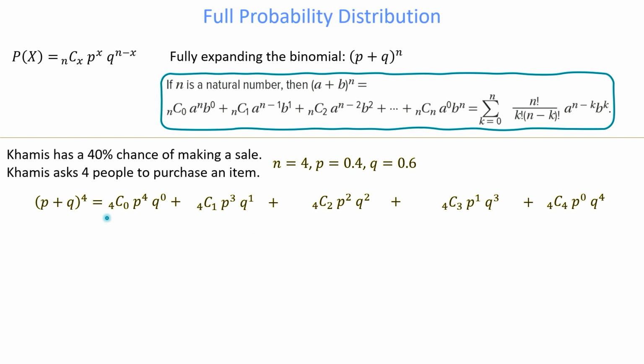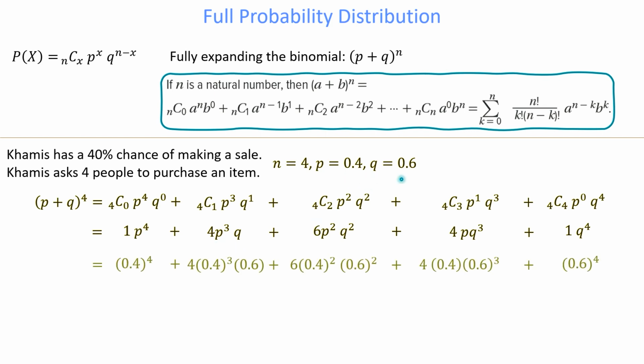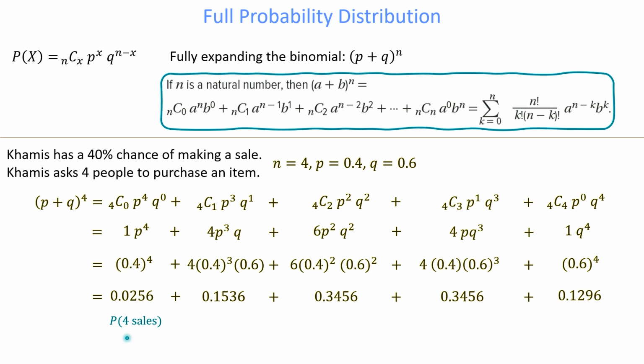If we work out the binomial coefficients now using the calculator, we get the following. We can substitute for p and q using these values here to give us the following. And we can work out the probabilities as we have over here. And this is the full probability distribution. So the first one represents the probability of 4 sales, the probability of 3 sales, then 2 sales, then 1 sale, and then 0 sales. And you should notice that these probabilities should add up to 1.